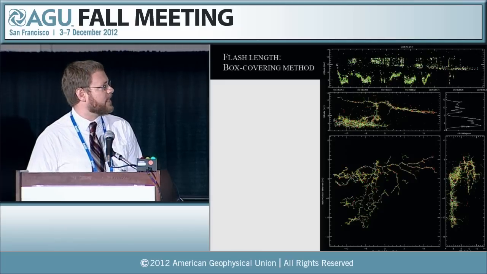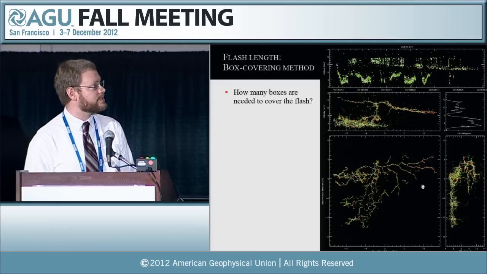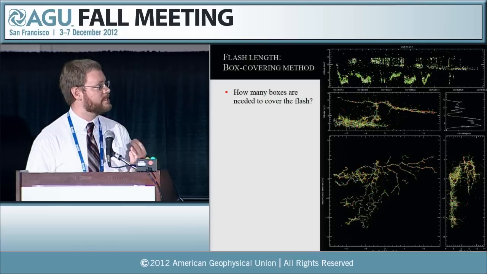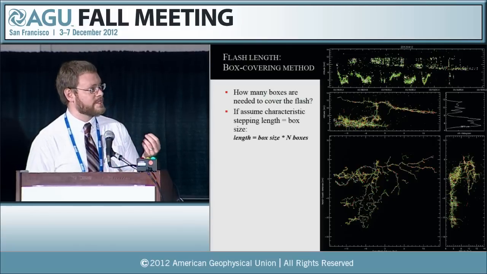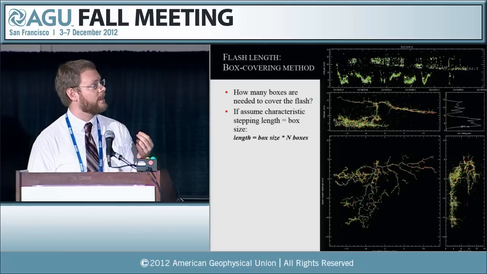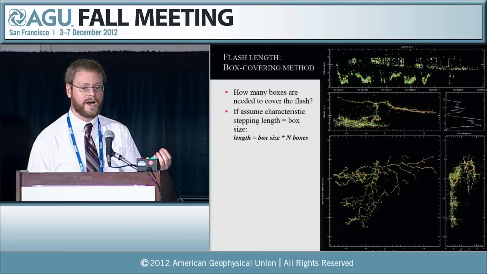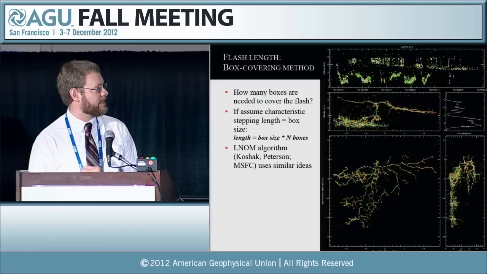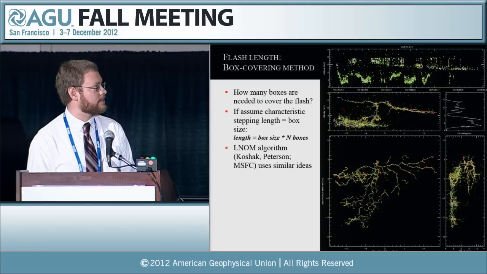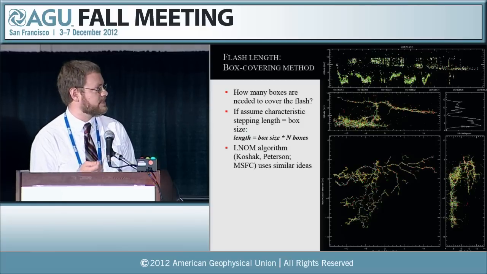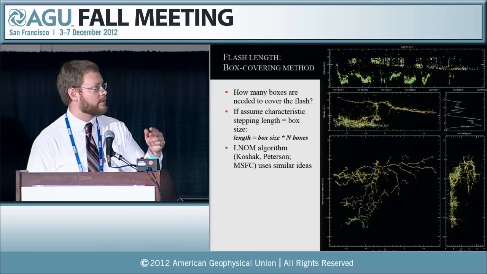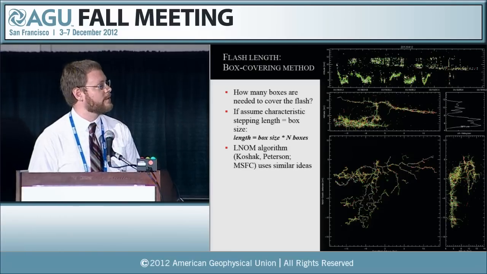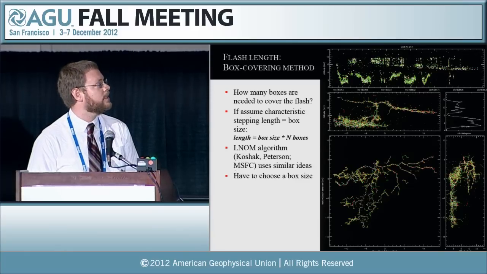All right. Well, another method that we can use to estimate the channel length is this box covering method, and look at how many boxes are needed to cover the flash. If we assume some characteristic channel stepping length that we use as our box size, and we multiply by the number of boxes of that size it takes to cover the flash, you can calculate a length from that. The LNOM algorithm that Koshak and Peterson at Marshall are developing uses a similar idea to this. We'll show it here for this Colorado data as well, and this is one of the things we'll be comparing going forward, as was mentioned in the last talk.